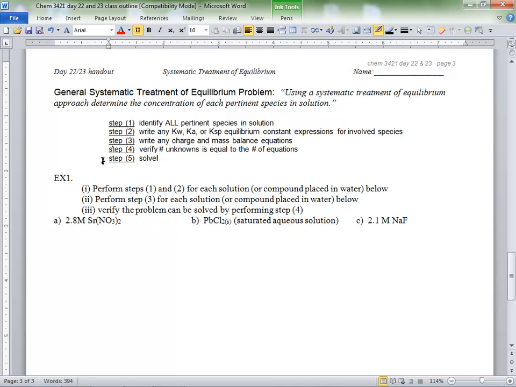The big picture is there's 4 ions. After you count up all these different possibilities, there's 4 ions total. How many equations would we have to set up if we have 4 different ions? 4. You see how the game is being played. So, mass balance, charge balance. We're just going to be playing that game. But let's start right here. Perform steps 1 and 2 for each solution or compound placed in water below. And then we'll perform step 3 and verify it can be solved with step 4. So we're going to stop right here.